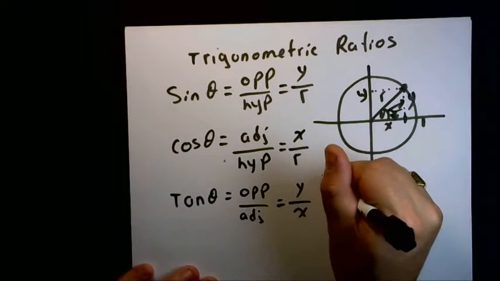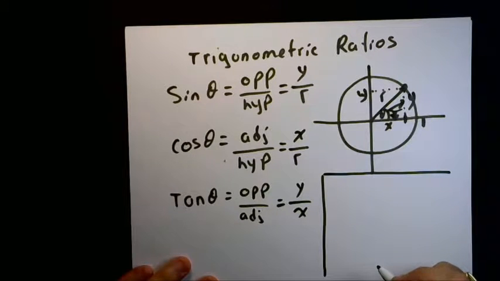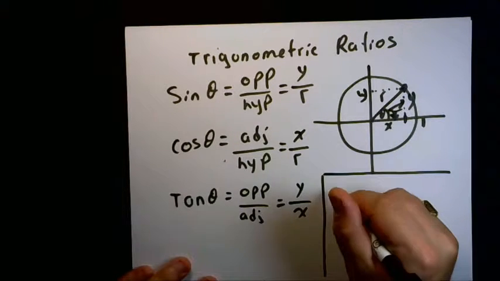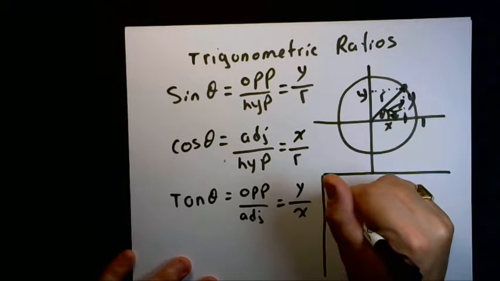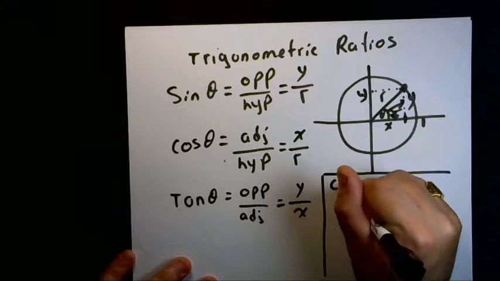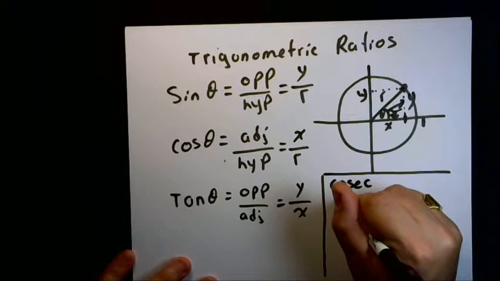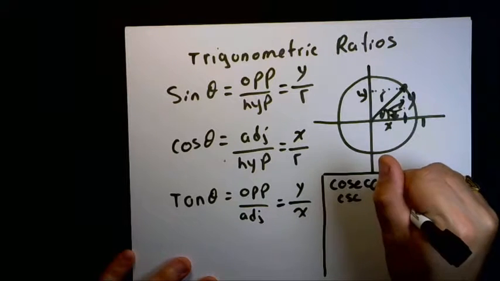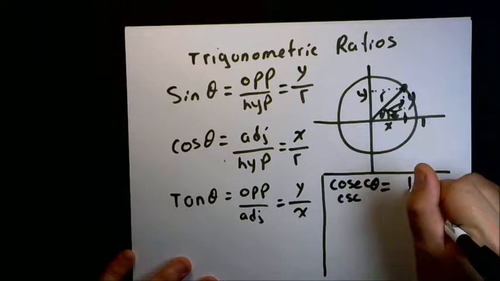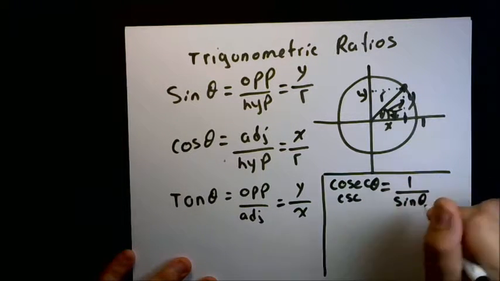Now, this week, I introduced to you 3 new ratios, which are based on these 3 ratios: cosecant, secant, and cotangent. So cosecant, which your textbook writes as CSC theta, equals 1 over sine theta.